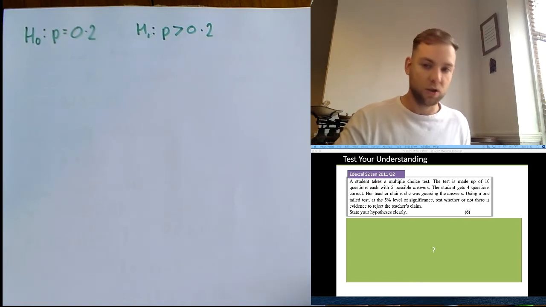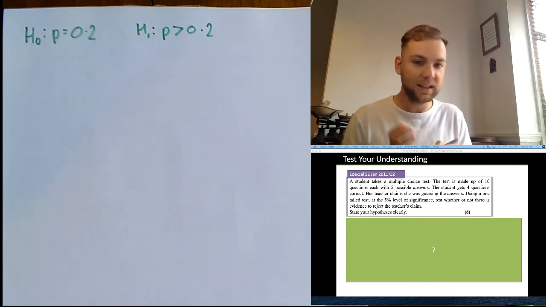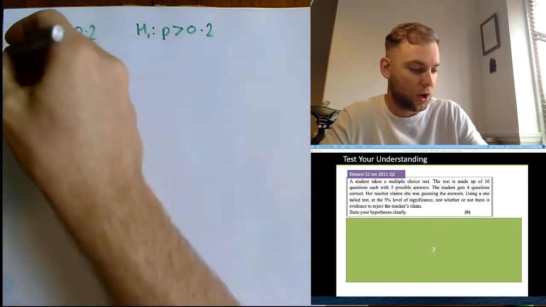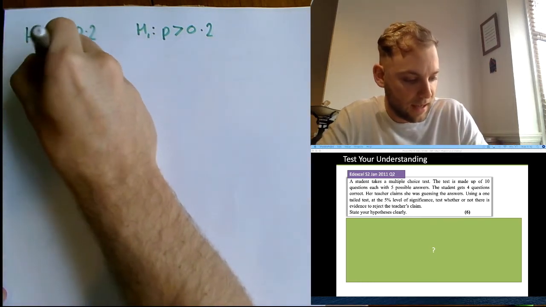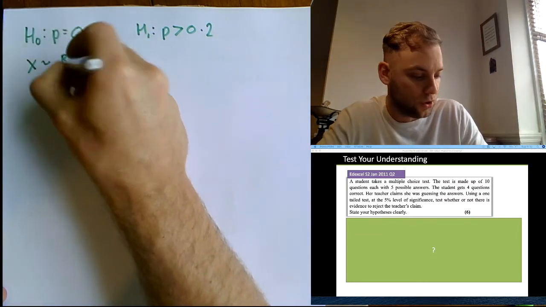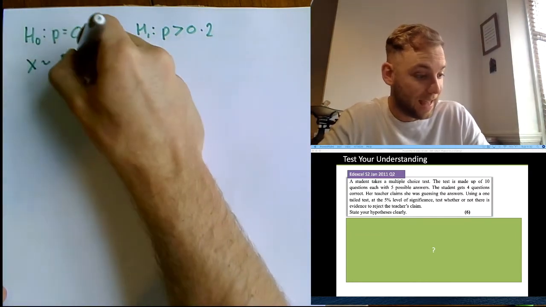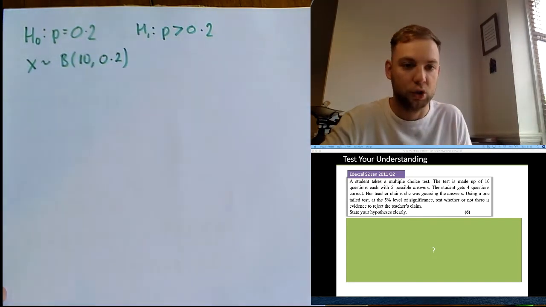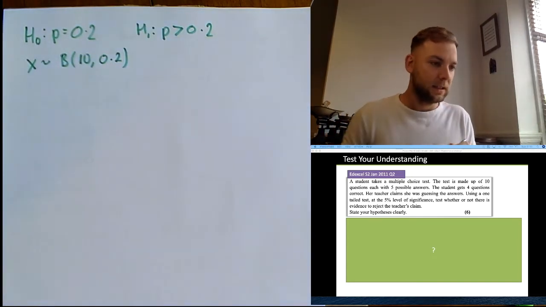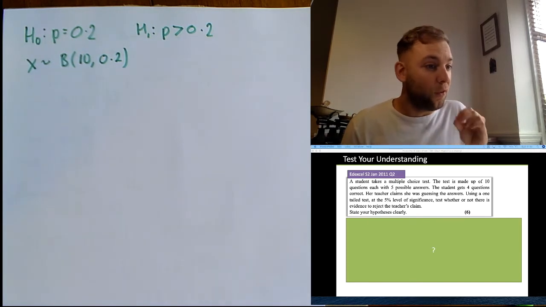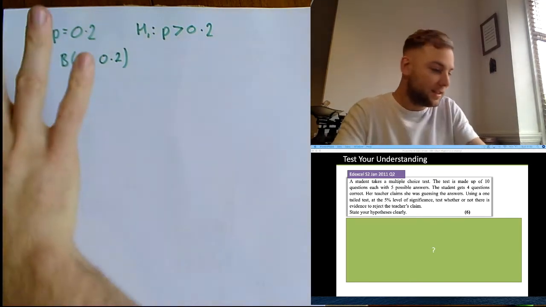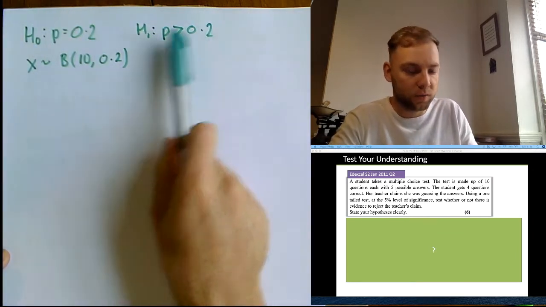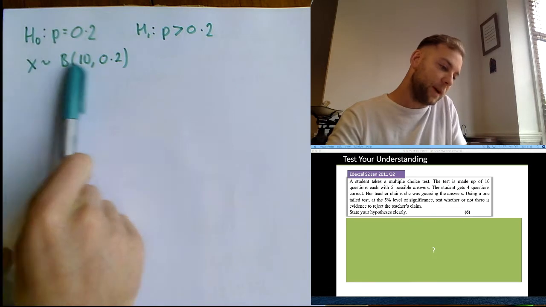Okay, so the next thing we're going to do is state the fact that this is a binomial distribution. So we're going to say that X is a binomial distribution. We know that there are 10 questions, each with a chance of getting right of 0.2. Now, the student gets 4 of the questions correct. So this here is what we're getting some marks for. We're getting marks for this top part here, for stating our binomial distribution.